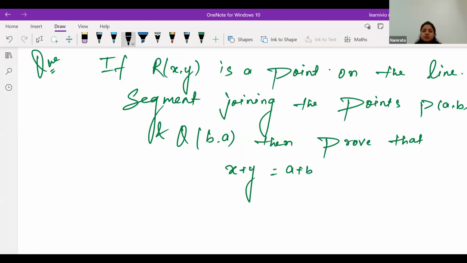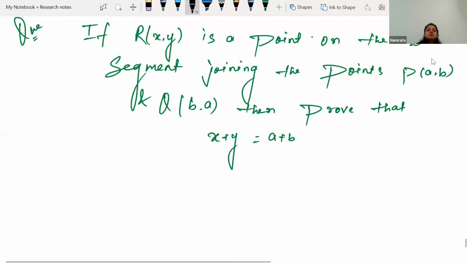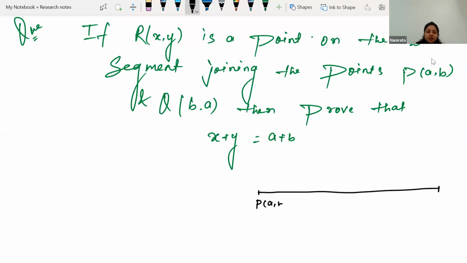How can we prove x plus y is equal to a plus b? Let me draw it for you so that you can think about it. R is a point on the line segment. There is a line segment with points P and Q, whose coordinates are given, and R is a point somewhere on this line segment whose coordinate is given as (x, y). So we have to prove this.